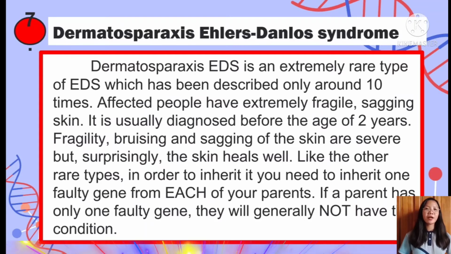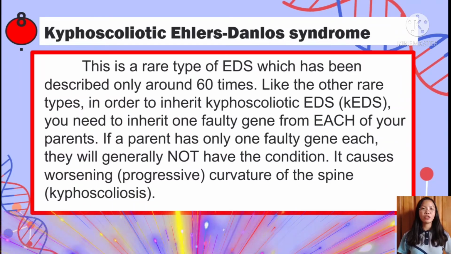Seventh is the dermatosparaxis Ehlers-Danlos Syndrome. It is an extremely rare type of EDS which has been described only around 10 times. Affected people have extremely fragile, sagging skin. It is usually diagnosed before the age of 2 years. Fragility, bruising, and sagging of the skin are severe, but surprisingly, the skin heals well. Like the other rare types, in order to inherit it, you need to inherit one faulty gene from each of your parents.